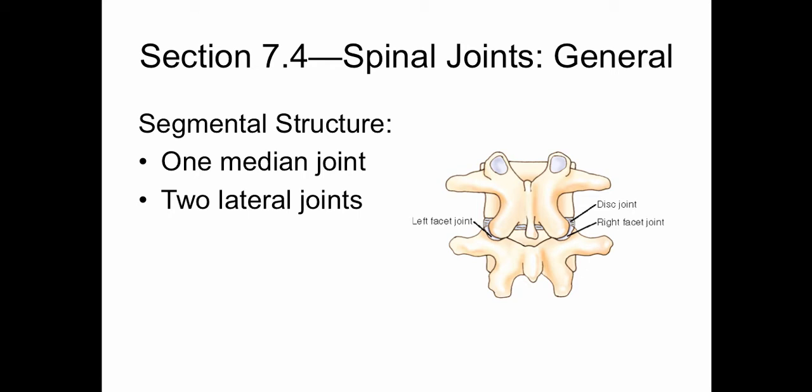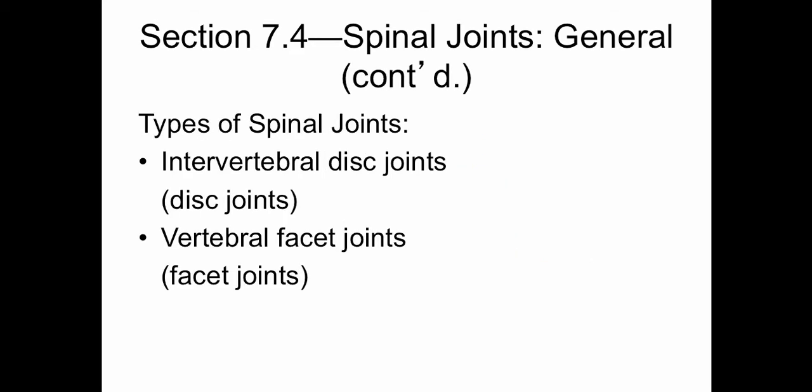At any one typical segmental level of the spine, one median joint and two lateral joints are present, as shown in the diagram. The median joint is located in the middle, and the lateral joints are located on the sides. Typically, the median joint is an intervertebral disc joint, and the lateral joints are two vertebral facet joints. However, please note that the median spinal joint of the atlantoaxial joint is not a disc joint, and that the atlanto-occipital joint has no median joint.